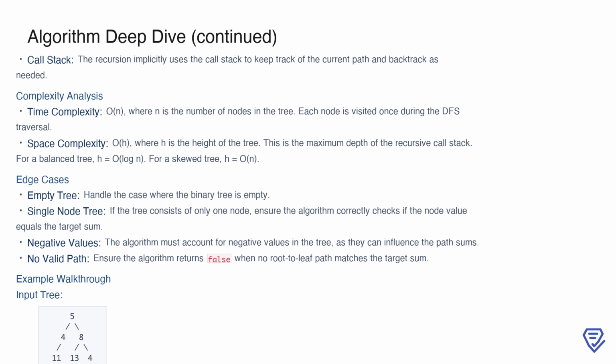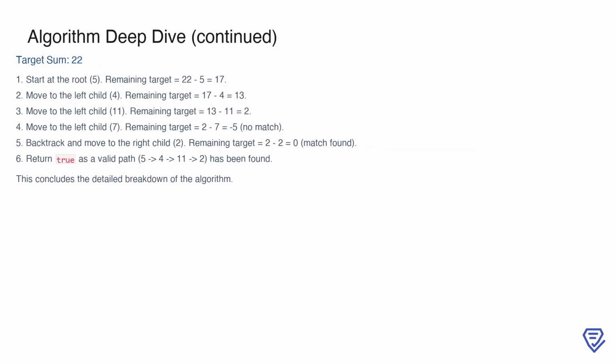Finally, we ensure that the function correctly returns false when no valid path matches the target sum. To illustrate the algorithm, let's walk through an example with a specific binary tree structure. In our example, the binary tree has a root node with the value 5, and the target sum is 22.